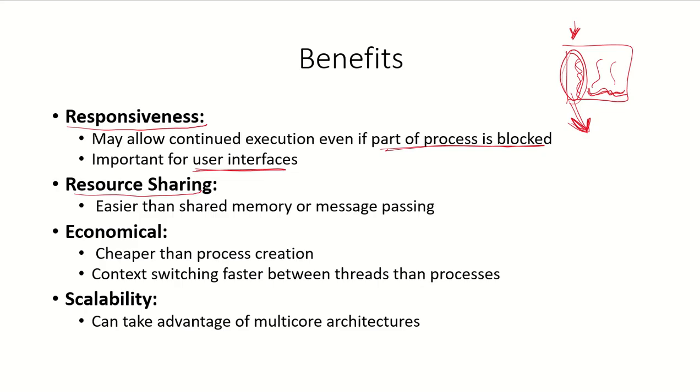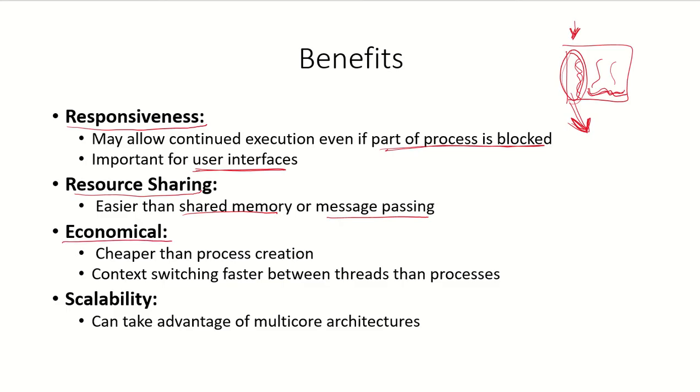Second is resource sharing. As we have seen, the resources are being shared between the threads. This allows the threads to share, because they are sharing data. So the communication between the threads is easier as compared to the communication between processes, because if you look at the lecture on inter-process communication, shared memory or message passing is used. But threads are sharing open files and data, so resource sharing is better over here.